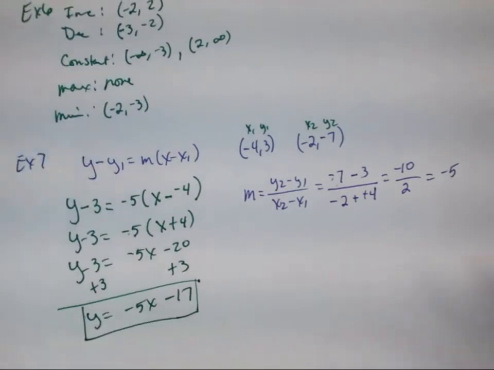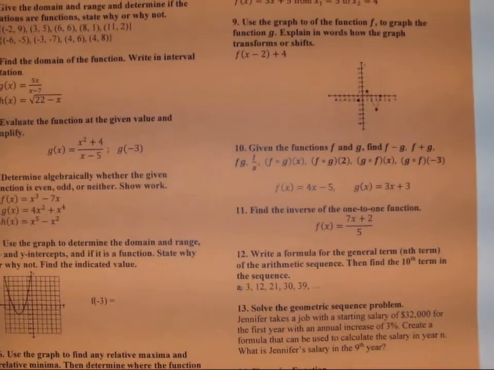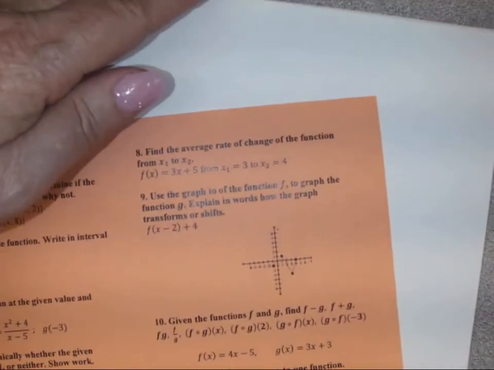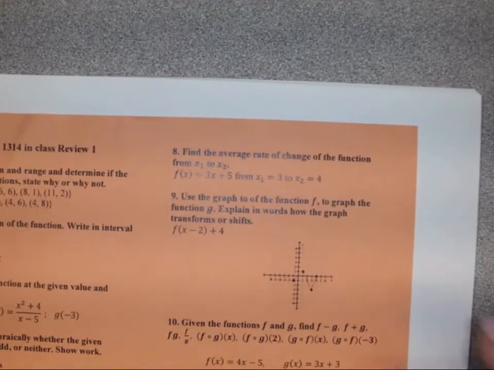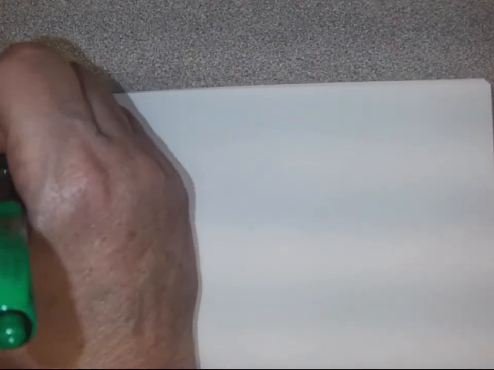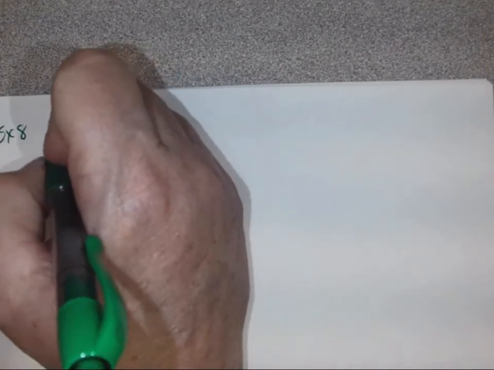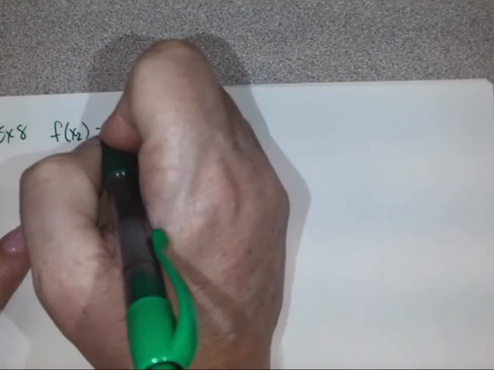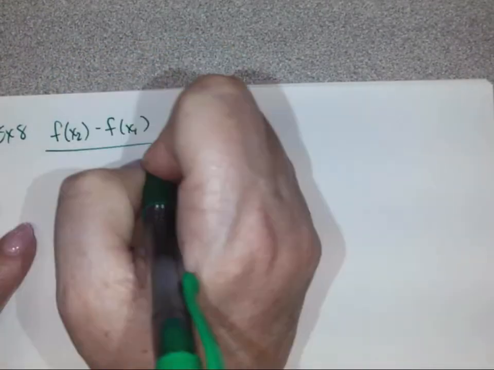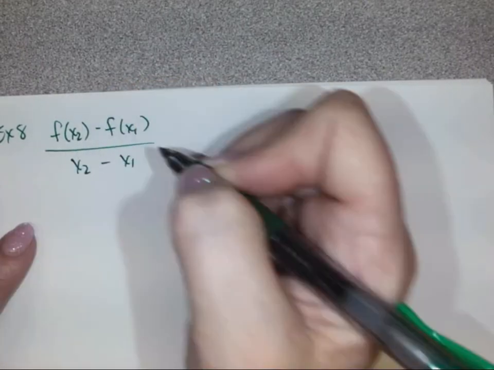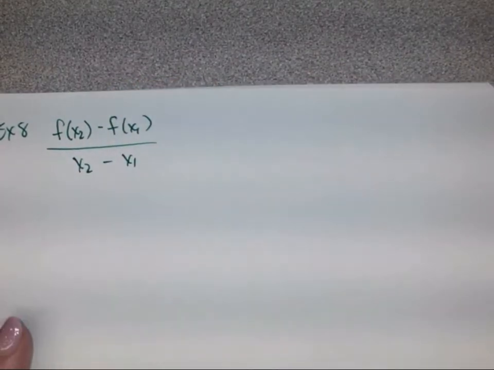All right, number 8. Number 8 tells us that we need to find the average rate of change of the function going from x sub 1 to x sub 2. So remember, our average rate of change is very similar to our slope. It's f of x sub 2 minus f of x sub 1 over x sub 2 minus x sub 1. So that'll be our rate of change.